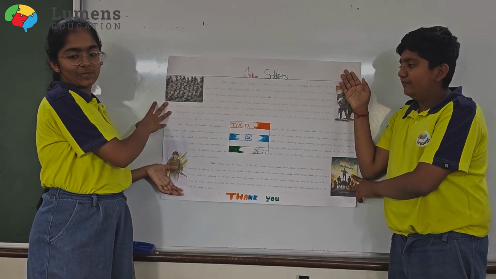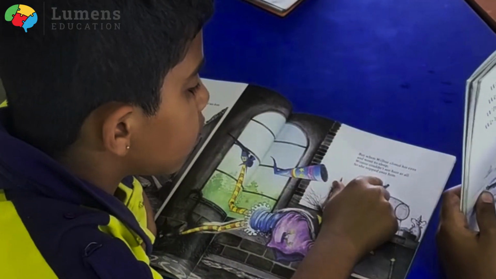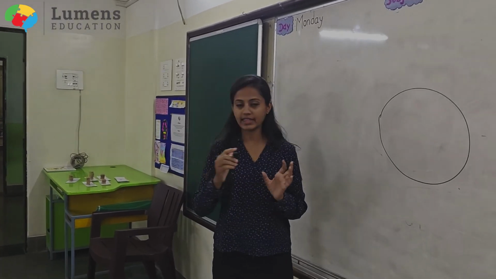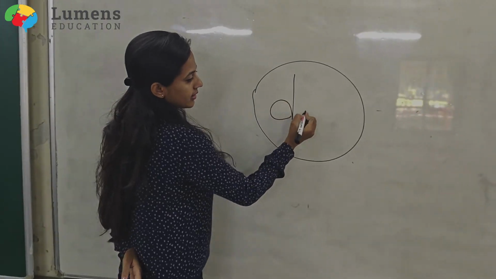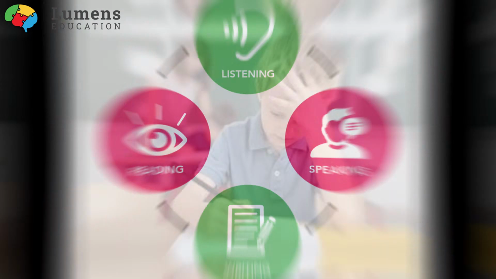Language is a means to communicate. Better language can help one communicate better. And to have a good language, one needs to read and love the language. We teach language through the LSRW approach: listen, speak, read, and then write.